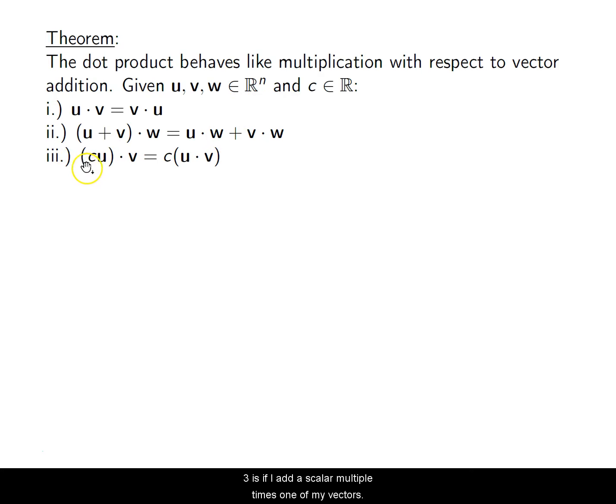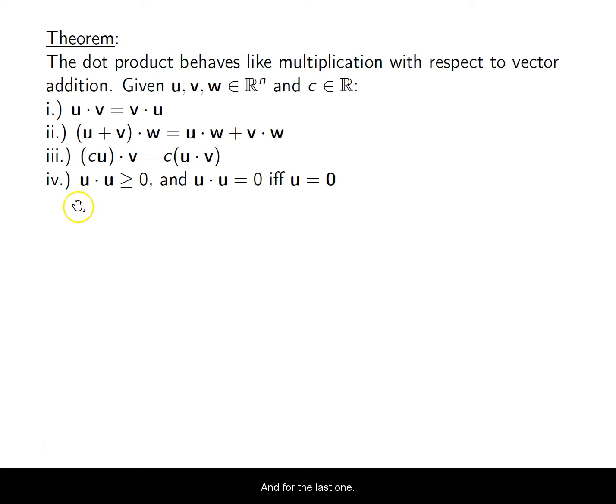Three is if I add a scalar multiple times one of my vectors, one of them, not both of them. It's the same as if I were to have taken the dot product and then multiplied that dot product times the scalar. And for the last one, if a vector has the dot product with itself, it will always be positive or 0, never negative.